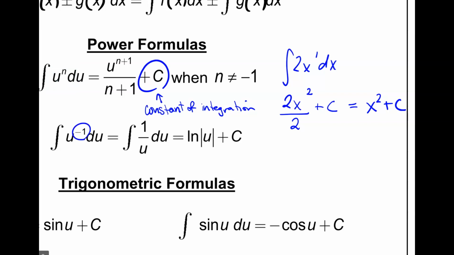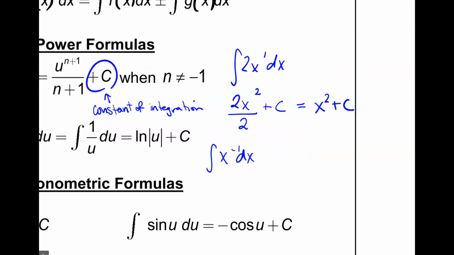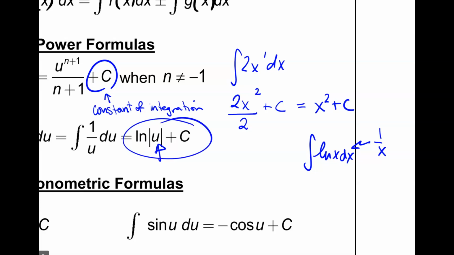If you have a negative in your exponent, let's say I have x to the negative 1. I don't want to add 1 because then it'll be to the 0 power. So if you remember, 1 over x is the derivative of what function? ln. So the integral of 1 over x is going to be ln, but notice it's going to be the absolute value. We're going to go through these, we're going to have more practice. Yes, you have to put a plus c.